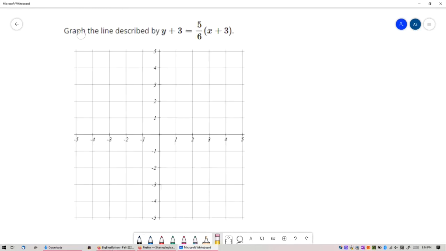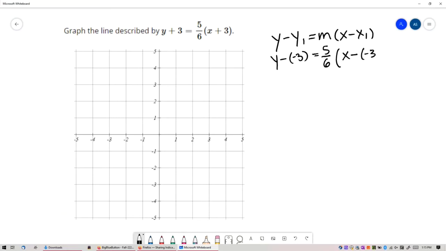On this example, we want to graph the line described by y plus 3 equals 5/6 times x plus 3. This is a linear equation written in point-slope form. Point-slope form is y minus y1 equals m times x minus x1. Our equation is y plus 3, or if you want, you could write it as y minus negative 3 equals 5/6 times x minus negative 3.